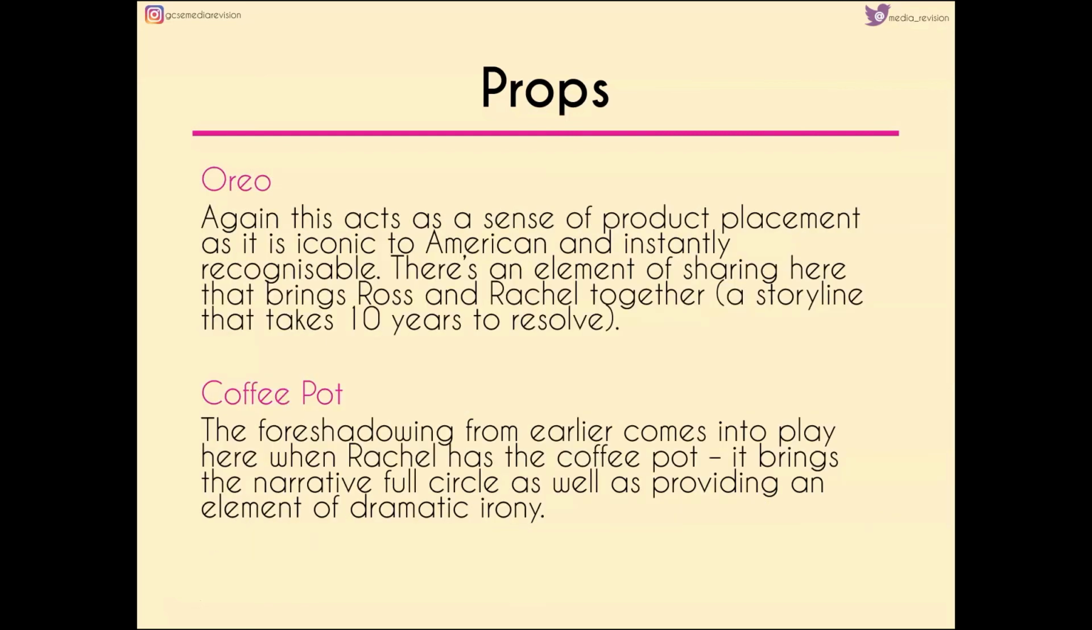Final two then. So obviously once Monica's gone to bed, Ross and Rachel share a biscuit. We know right away that this is an Oreo. I mean, again, it's a sense of product placement. It's also very iconic. It's iconically American and instantly recognisable as well. The idea of them sharing has connotations and links to other programmes. So things like Lady and the Tramp, where they share the spaghetti, all that sort of stuff, to set up and to establish this idea that Ross and Rachel are going to get together. Now, this is a storyline that takes the whole 10 seasons, the whole of Friends, to resolve. So it's quite interesting and very clever, this idea that that's set up right from the beginning of this show.